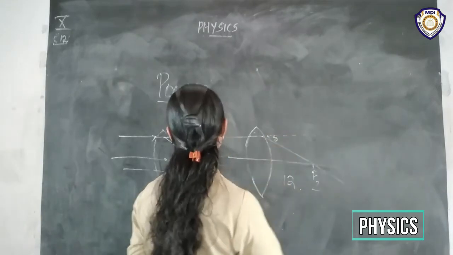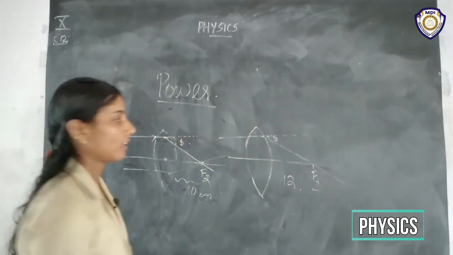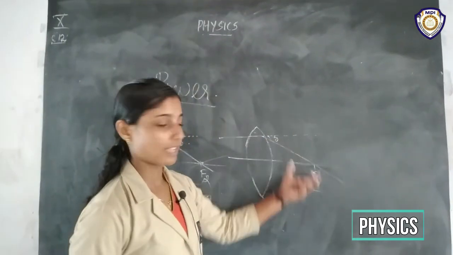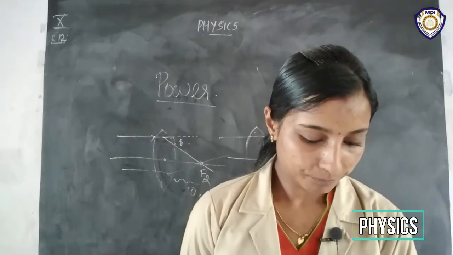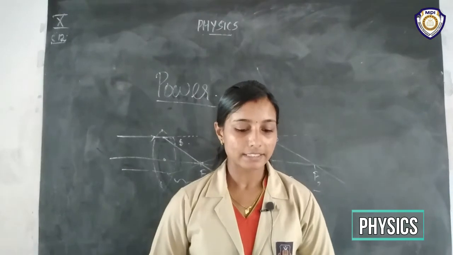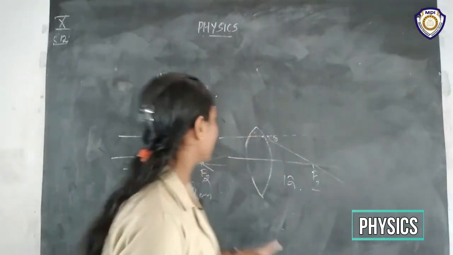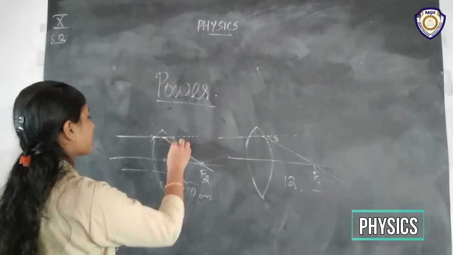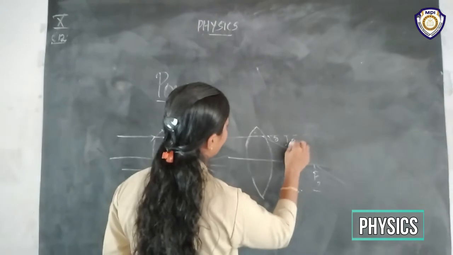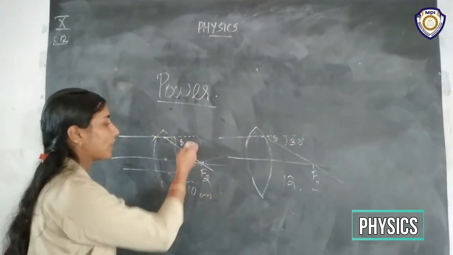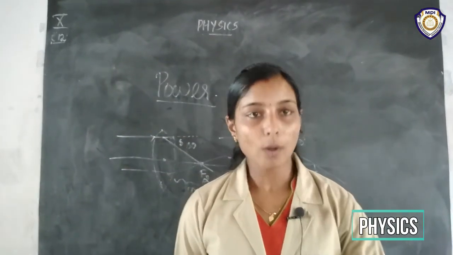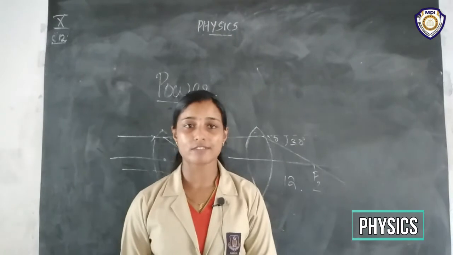That is, this delta decreases, right? That is, the angle of convergence decreases. As the focal length of the lens increases, the angle by which it converges decreases. That means here it may be 60 degrees, and here it is 30 degrees, right? So the angle of convergence decreases as the focal length increases. So the power of a lens depends on its focal length.